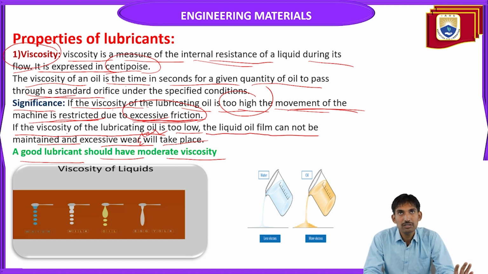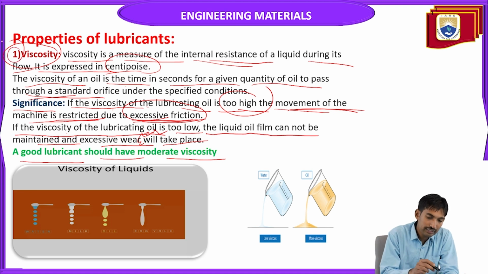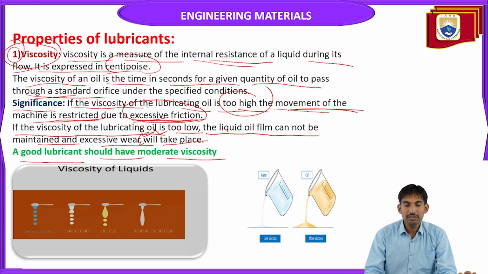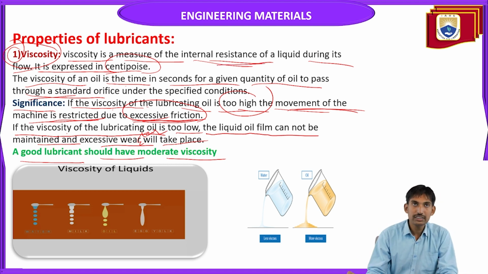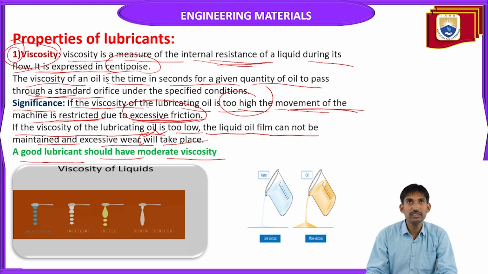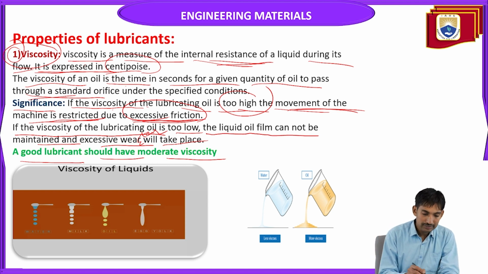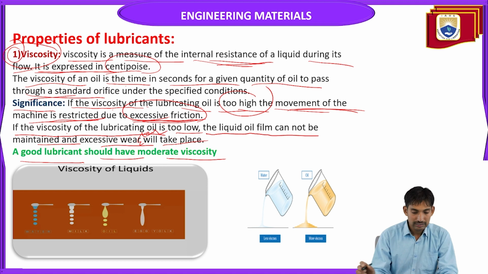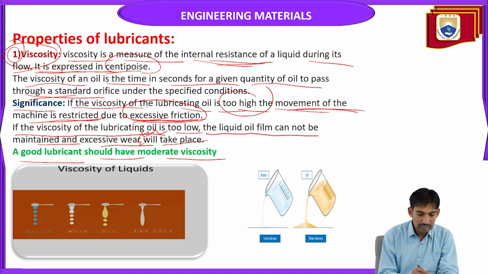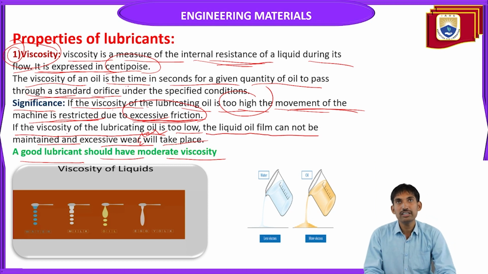See, the first property of the lubricant we are learning about is viscosity. What is meant by viscosity? Viscosity is a measure of the internal resistance of a liquid during its flow. It is expressed in terms of centipoise. The viscosity of an oil is the time in seconds for a given quantity of oil to pass through a standard orifice under a specified condition. By this method, we can measure the viscosity.